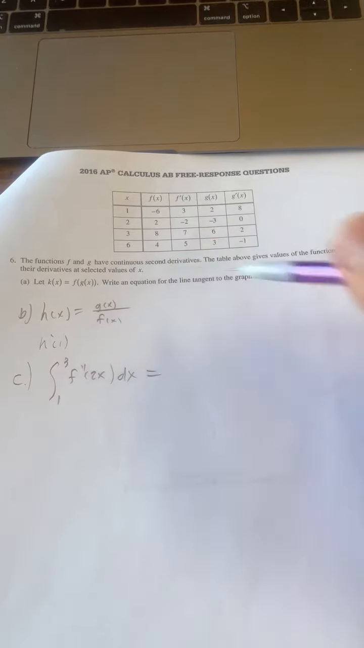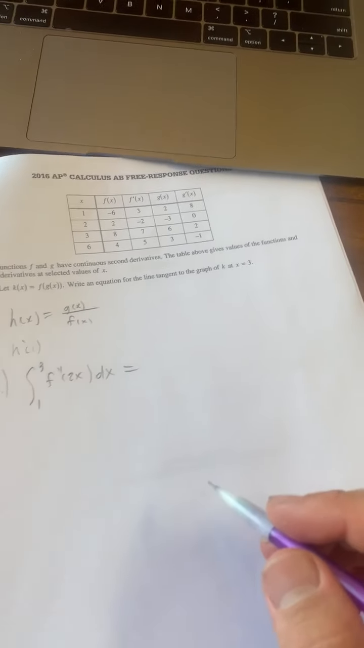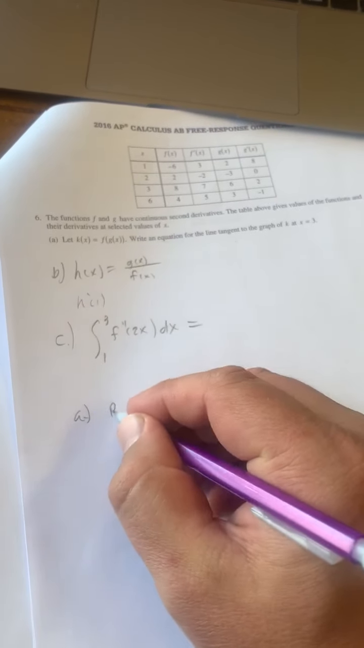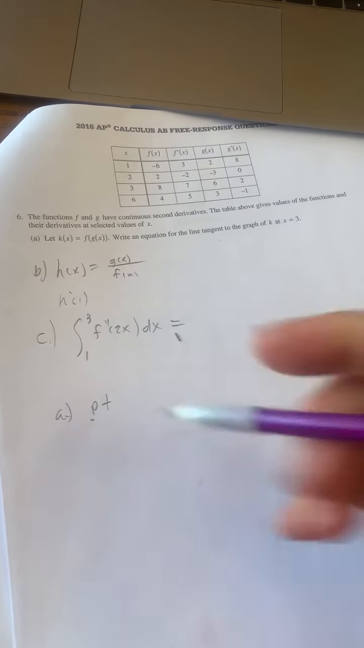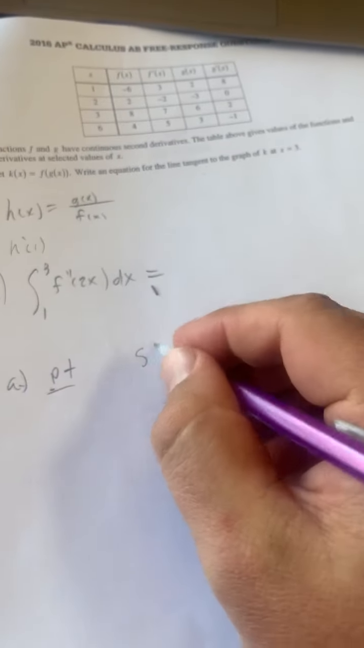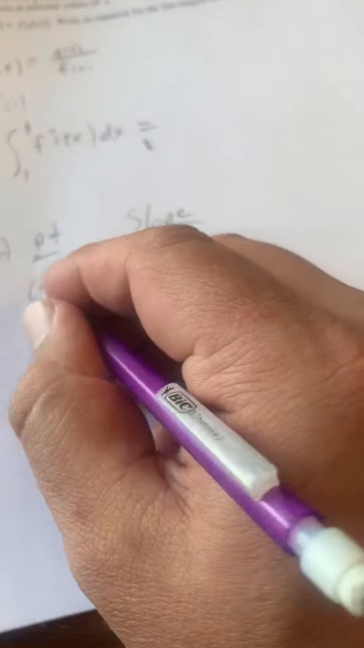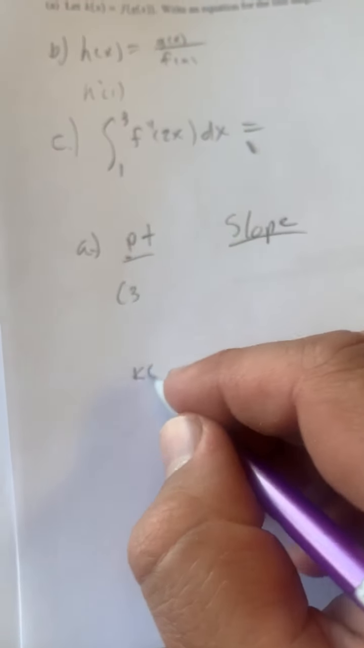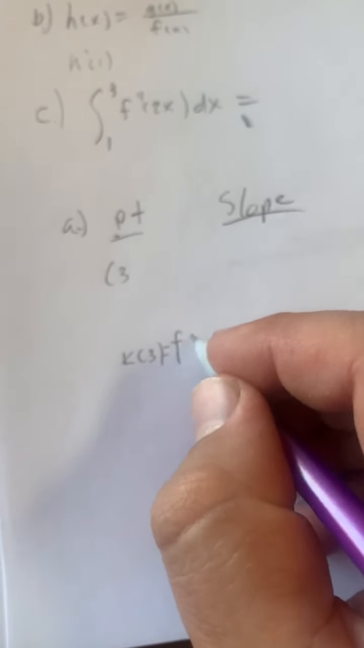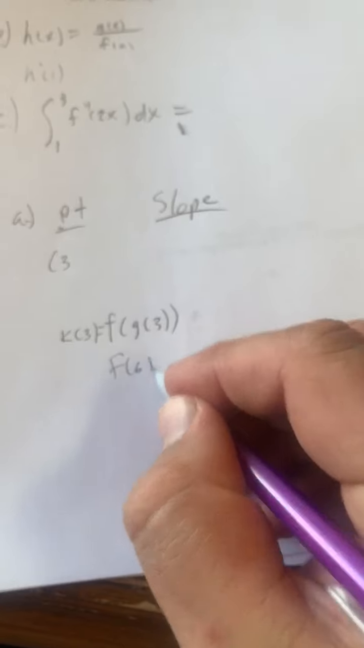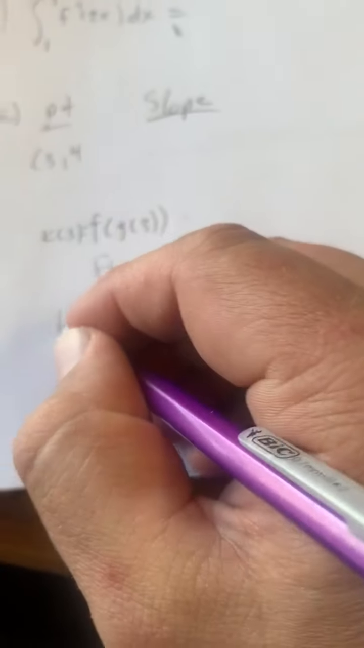Part A says k of x equals f of g of x, and it wants me to write an equation for the tangent line. So I need a point and I need a slope. The point has an x of 3 to start. So k of 3 would be f of g of 3. If I go find g of 3, it is equal to 6, so then it'd be f of 6. f of 6 is equal to 4, so I get the point (3, 4).